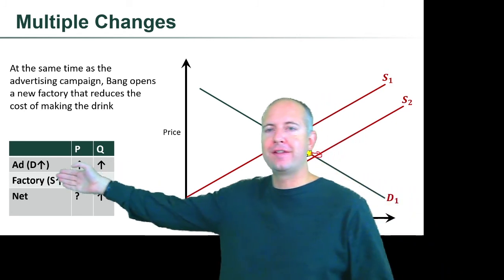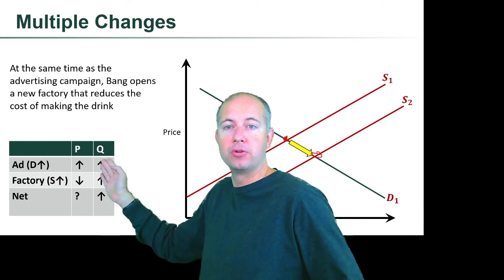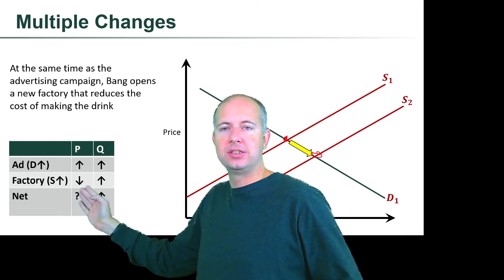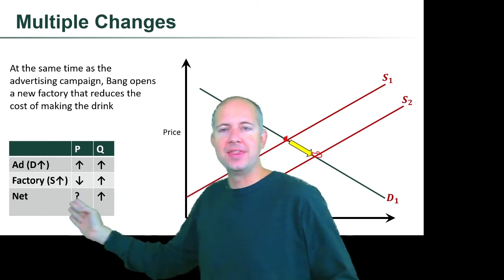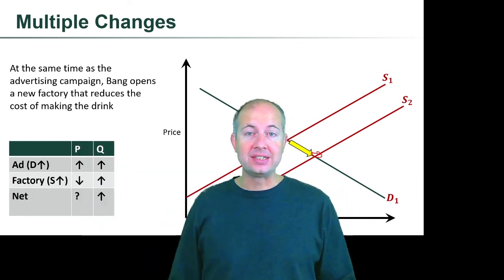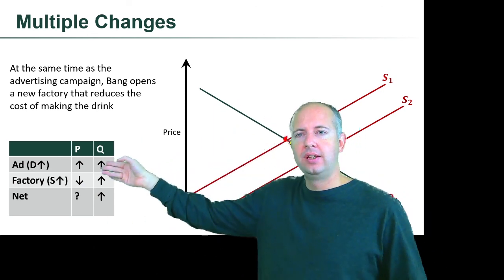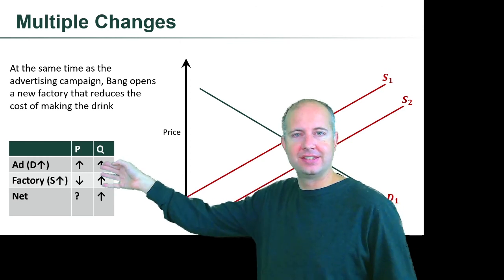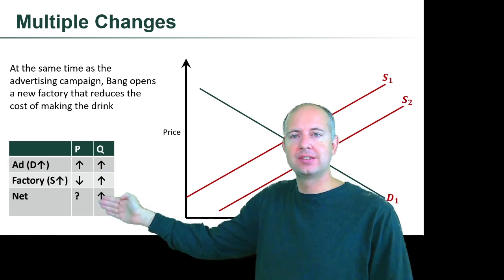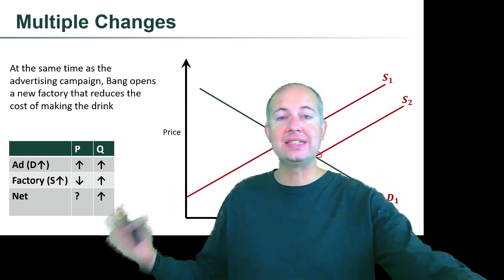So now we just figure out the net effect. This was the effect of our ad campaign. Remember we said that was an increase in demand, price and quantity both go up. Now it's the effect of our factory. We said that's an increase in supply, price goes down, quantity goes up. So now we just combine them. For price, one change moves price up, one change moves price down. We don't know which is bigger, so the net effect there is unknown. For quantity, the ad spending says there'll be more units. The new factory says there'll be more units. So our net effect is that we will have more units. So that is the end of equilibrium.